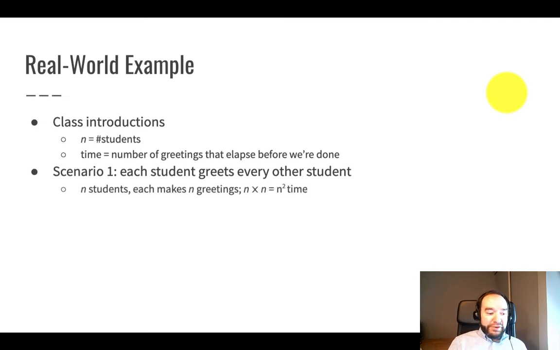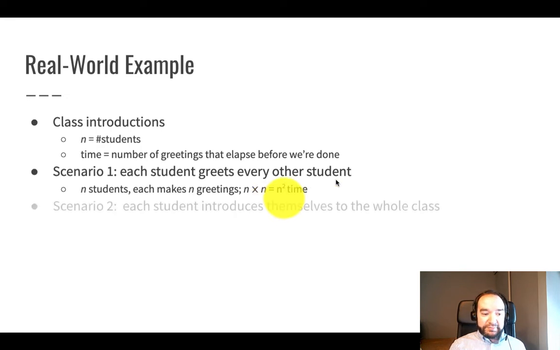So I'm the first student, I say, hello, classmate, hello, classmate, hello, classmate. I do that for the entire class, and then the next student does the same process. We have n students, each of them is making about n greetings. So the total number of greetings in that entire process would be n multiplied by n. I introduce myself to everyone, you introduce yourself to everyone, and so on. That's n multiplied by n, which we can abbreviate n squared time, quadratic time.